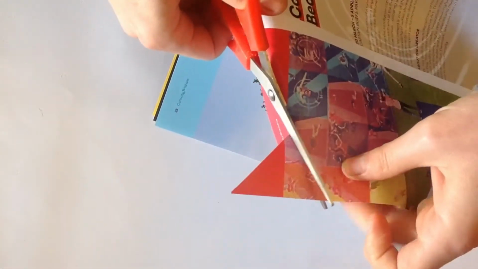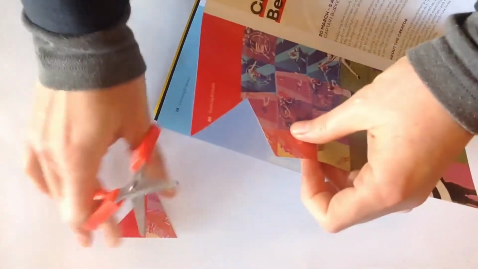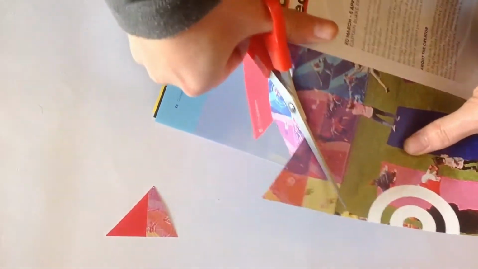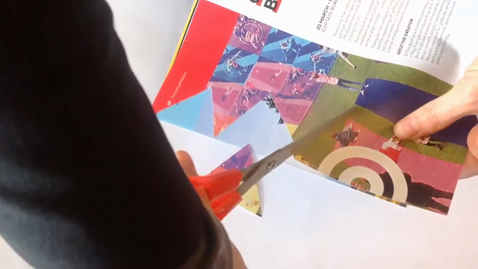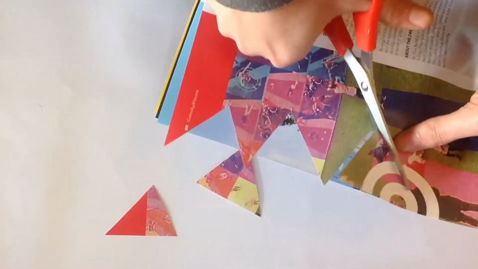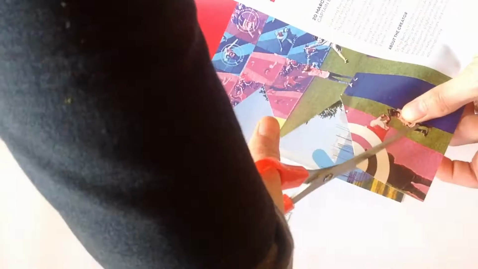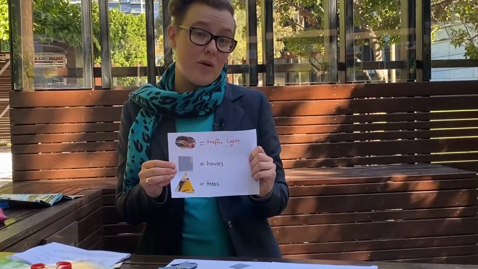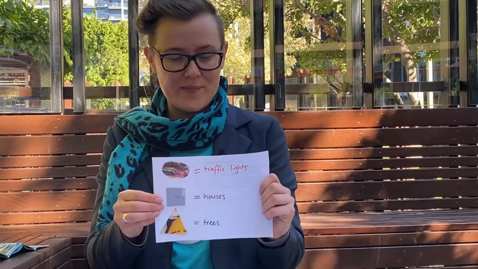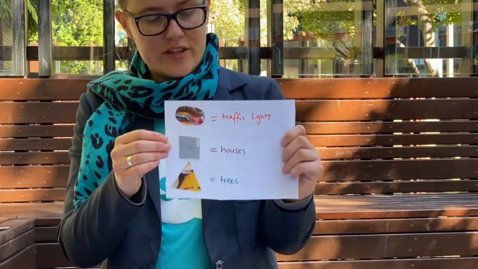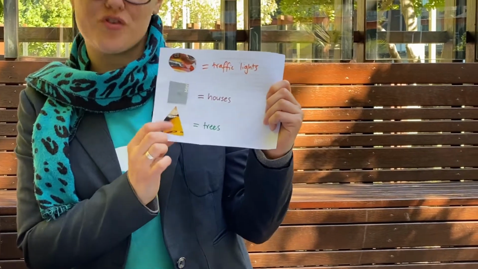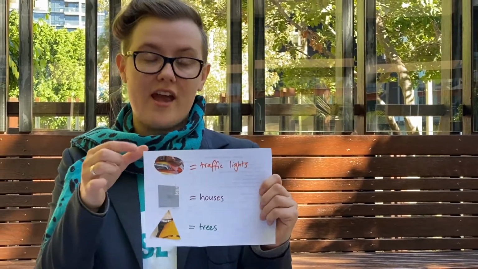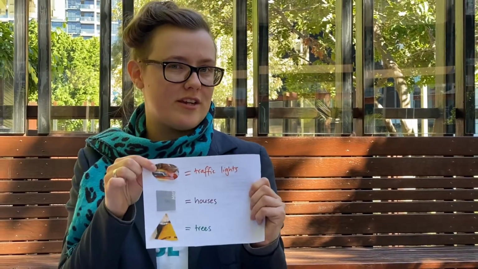I've decided today to make my symbols different shapes cut from old magazines. I might cut a few different shapes so I have a few symbols. So the most important thing is to decide what each type of shape will represent on your map. So for today's map, I thought I'd make it about my journey to my local park. So I thought the things that are important to map were the trees, the houses I have to pass, and importantly the traffic lights that I need to cross.